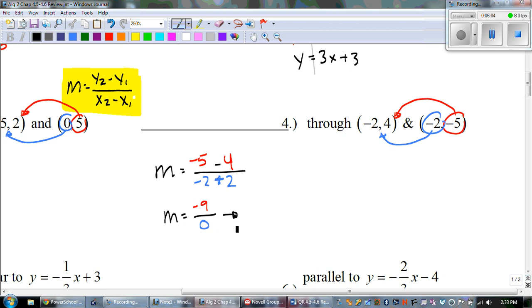Oh man. What's our slope if the 0's on the bottom? Do you guys remember? You don't? Well, you should. We can't divide by 0. Okay? This is undefined. And when it's undefined, this is a special case. So let's look back at our points. Which point is the same number? The x. Good. So we know that x equals -2. It's important to know your definitions.